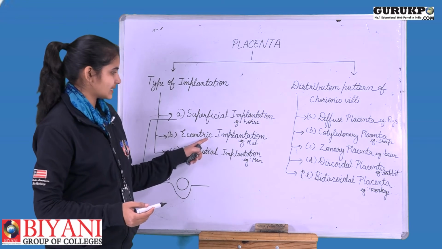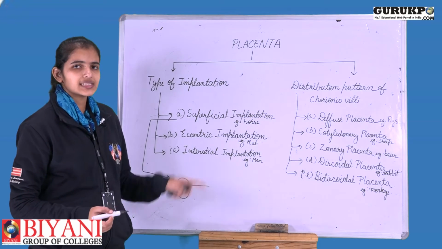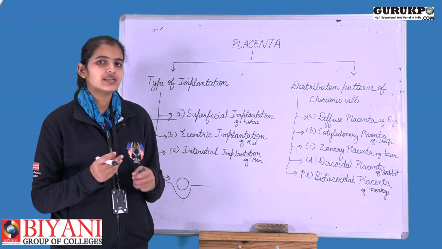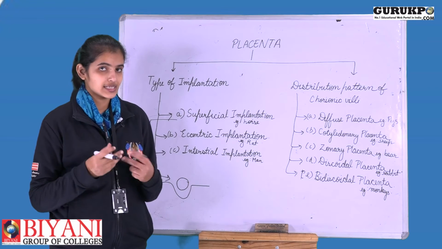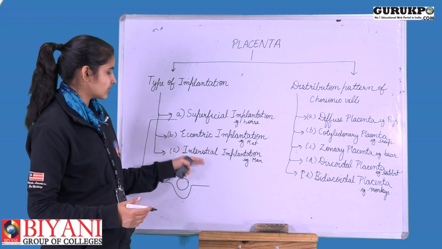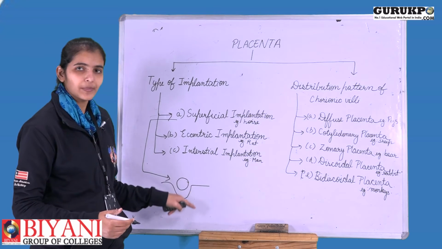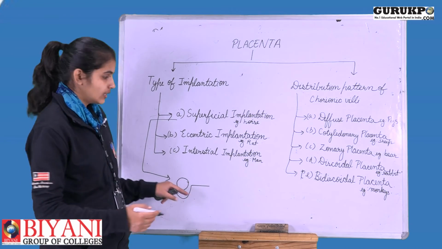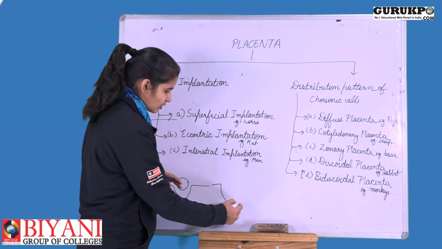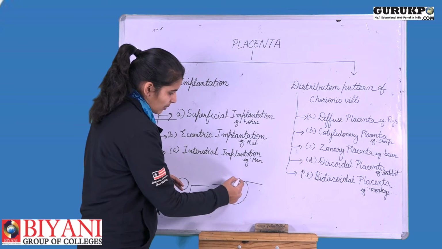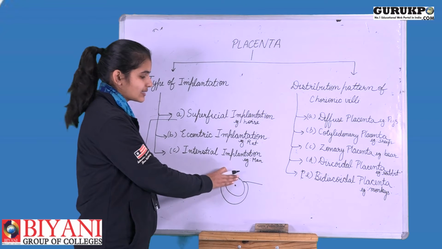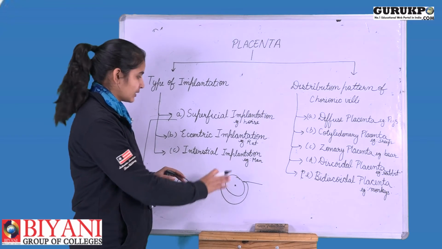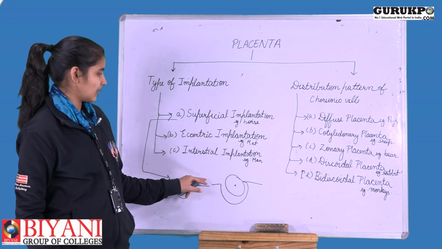Next we go for eccentric implantation. Eccentric suggests that some sort of closeness or relativity is increased. Eccentric means that the center is also embedded in the uterine wall. Here the implantation will occur like this. Some part is outside but the center of the zygote, or we can say the nucleus, lies inside the uterine wall. This is called eccentric implantation.